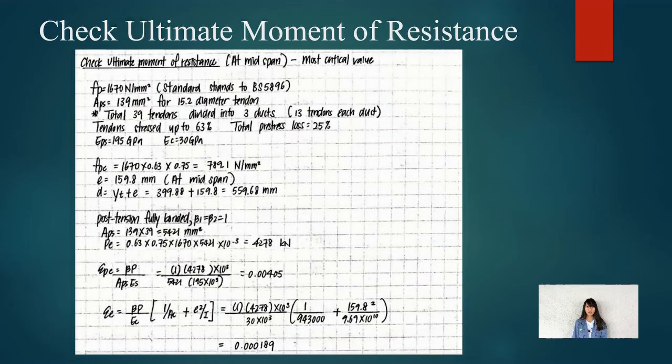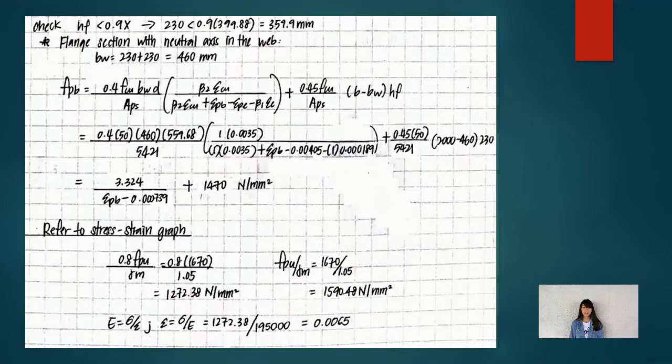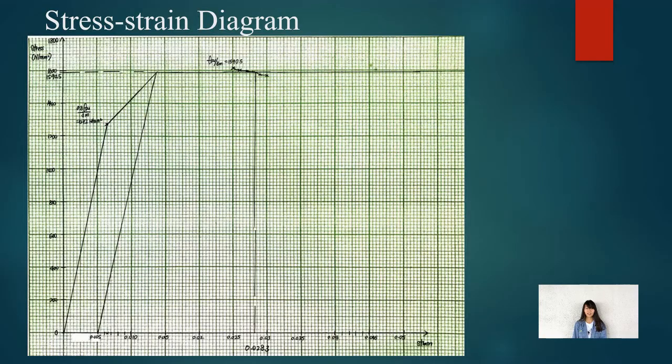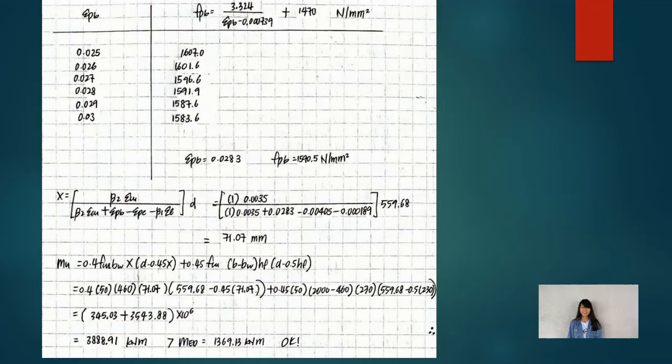Then the ultimate moment resistance is determined by using the stress strain curve method. 13 tendons in each duct and the total area of 39 tendons is 5,421 mm square. Effective pre-stress force is 4,278 kN, so the stress strain graph was plotted in accordance with the formulas. Here is the stress strain graph. The calculated moment resistance is 3,889 kNm, which is larger than the actual moment of 1,369 kNm. Therefore, the design is safe for moment checking.